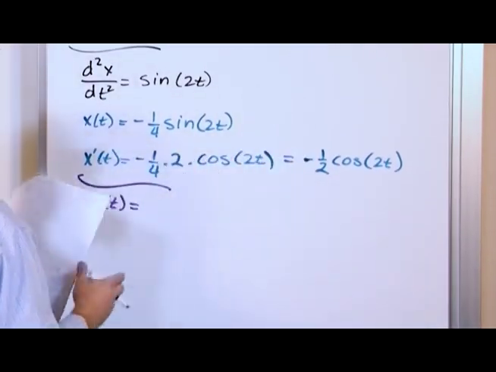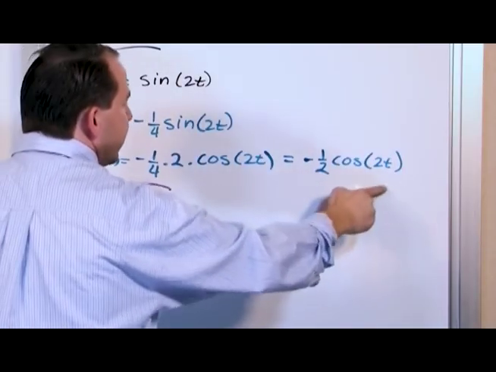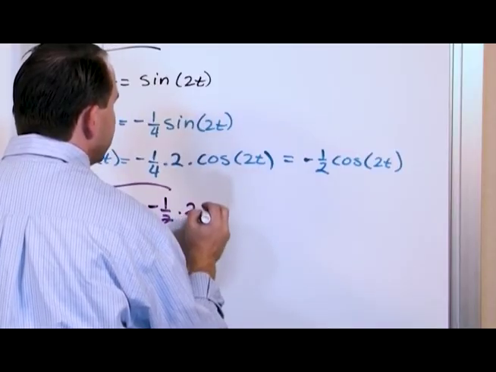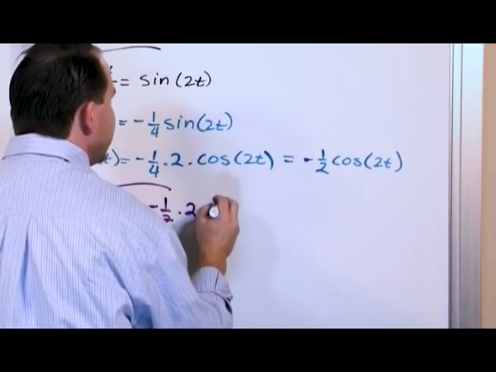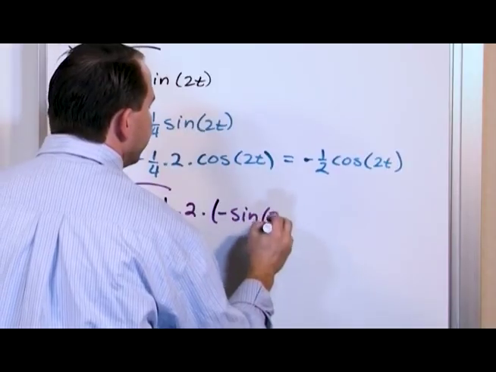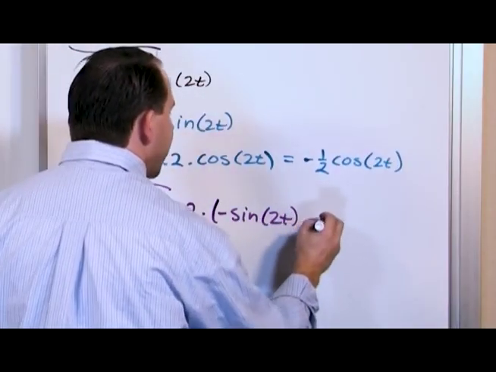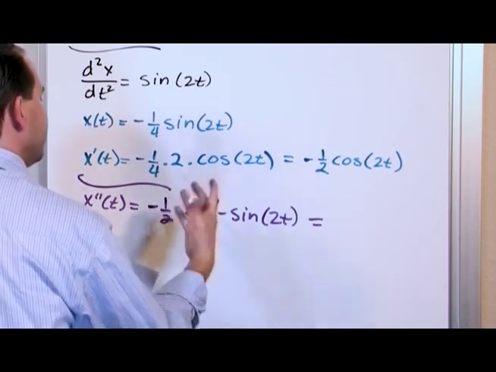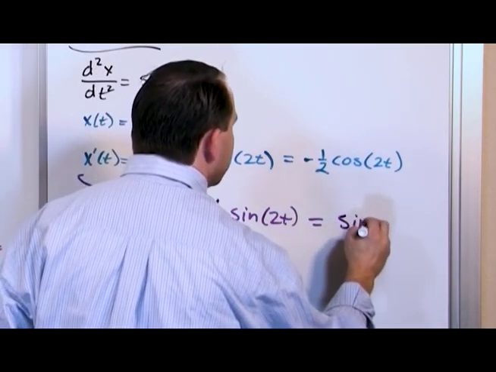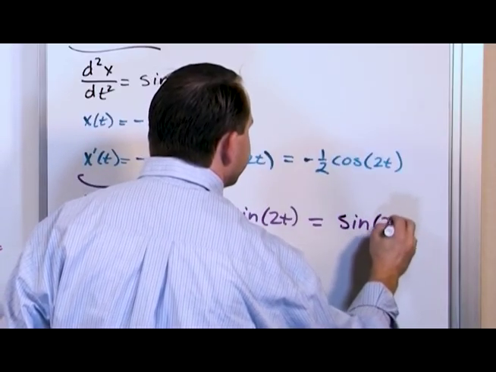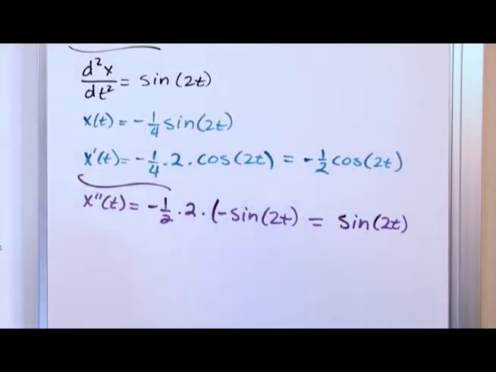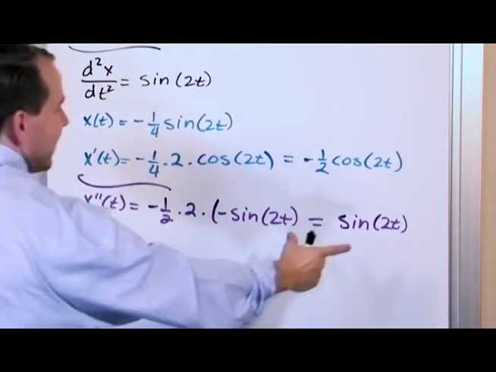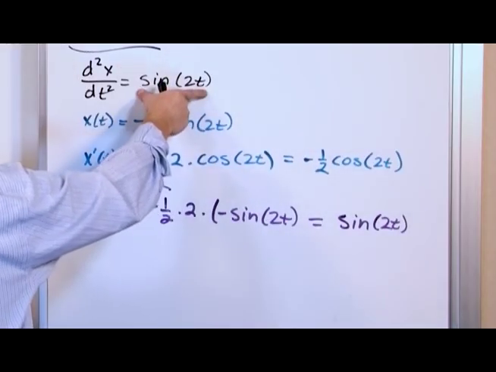So we're taking the derivative again. We have negative 1/2 times the derivative of the inside, 2, times the derivative of cosine, which is negative sine of 2t. At the end of the day, negative times negative gives me positive, and this gives me 1. So I'm just going to have sine of 2t, and that's all I have. I took the second derivative of this particular solution, and look what I got: sine of 2t, which is exactly equal to the right-hand side.